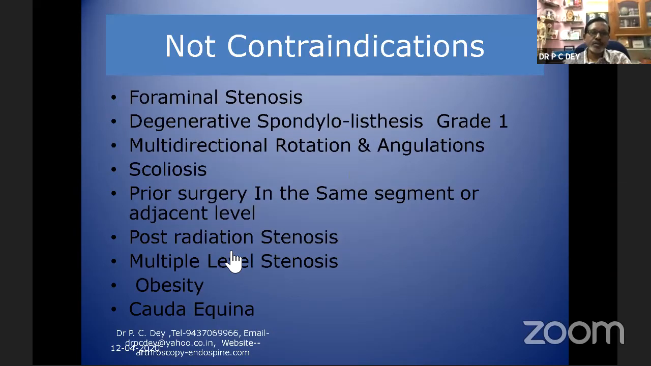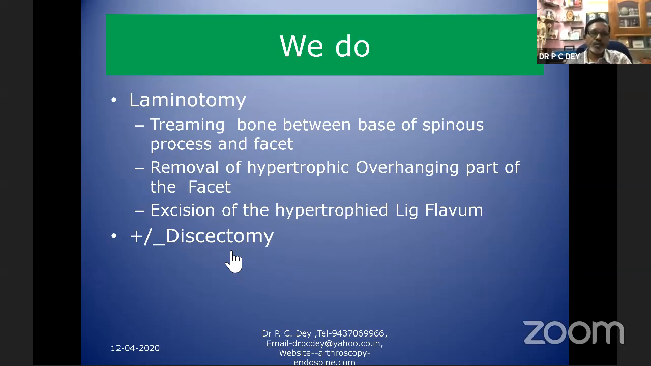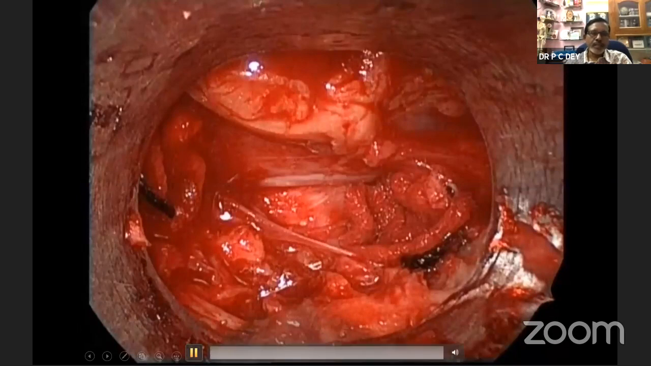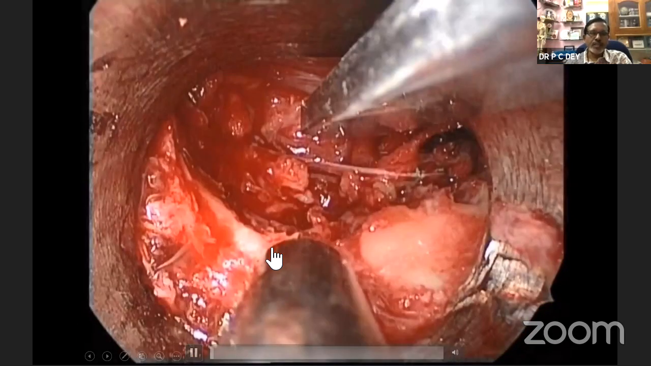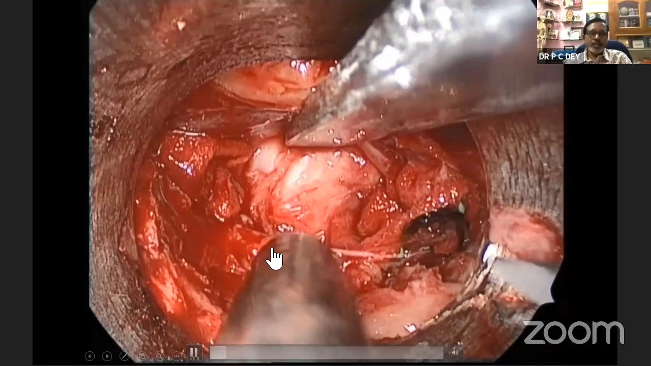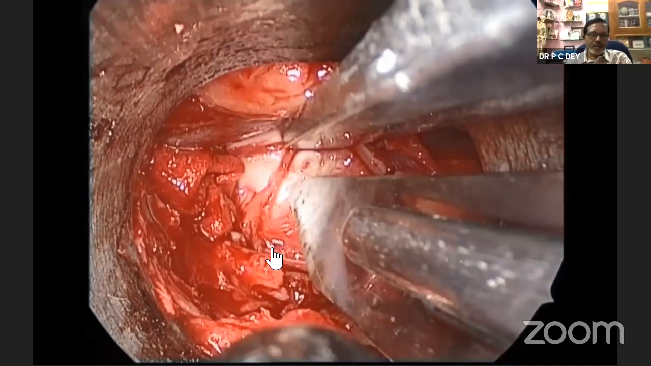Indications, everybody knows, I'm not going to detail, but foraminal stenosis, degenerative spondylolisthesis like grade 1, multidirectional, rotational, even multiple level stenosis with post-radiation stenosis, obesity, cauda equina, everything can be dealt with. We do the laminotomy and not laminectomy. There is an example here of how to go to the opposite side. This is the same side. It's a left approach. So discectomy and the decompression of the same side.